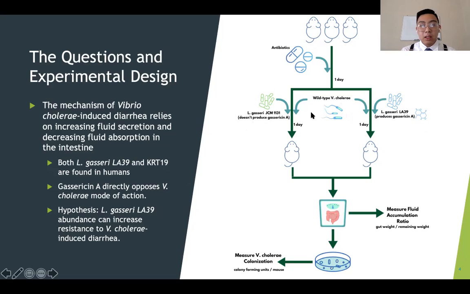And so we would let these incubate for a day, and then we would measure or weigh the intestine of these mice to get the fluid accumulation ratio. And what this would tell us is that higher fluid accumulation ratios indicate more water in the gut and therefore more potential diarrheal symptoms. A lower fluid accumulation would give us less water in the gut and therefore less diarrheal symptoms. The second measurement for this experiment would be to measure Vibrio cholera colonization, and that would just tell us how much Vibrio cholera is successfully colonizing the gut in infection.